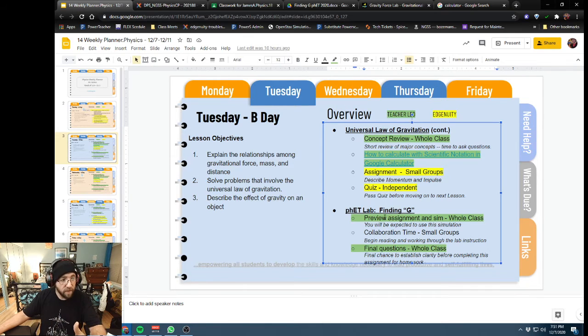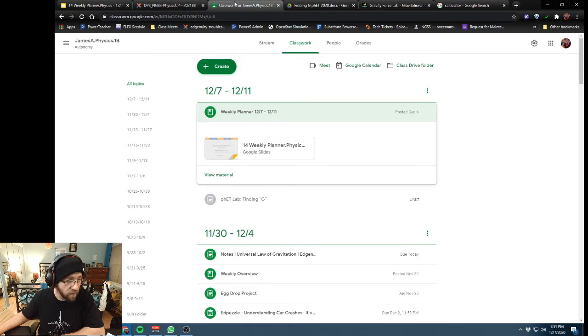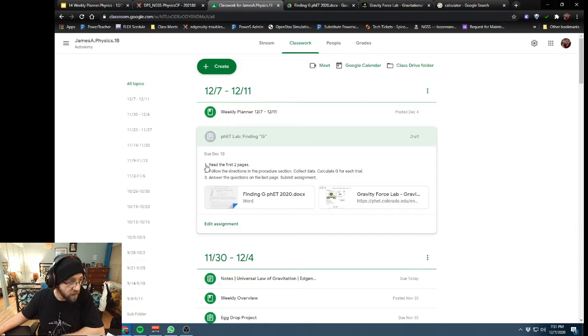Next, the lab. It's called the PhET Lab, Finding Capital G. We're going to recreate the experiment that Lord Cavendish did to figure out what capital G was. Isaac Newton knew the 3 parts of the universal gravitation equation, but he didn't know capital G, and he couldn't figure out a way to get it. So you're going to go into the assignment. You're going to see there's 3 directions. Read the first 2 pages. Follow the directions of the procedure. Collect data. Calculate capital G for each trial. And then answer the questions on the last page.